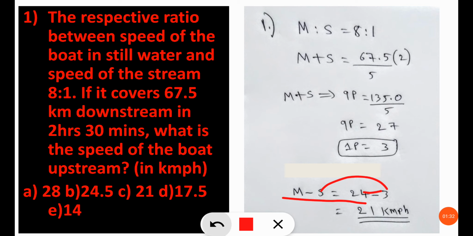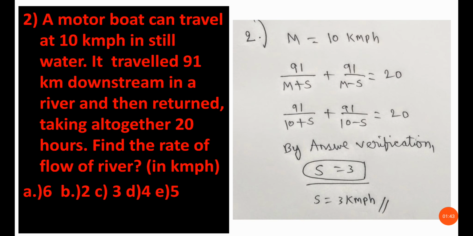They have asked to identify the speed of the boat upstream. That means m minus s. m minus s value will be 24 minus 3, that is 21 kmph. Option C is the right answer. I hope you understood this problem. Let's move on to the second one to get further clarity.